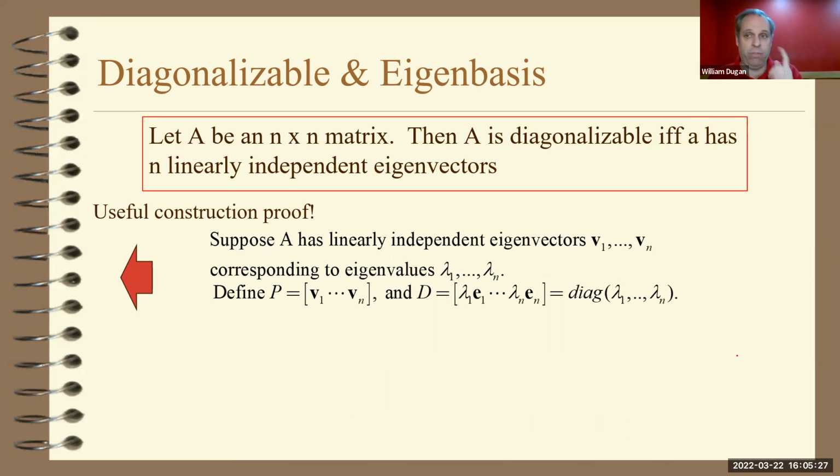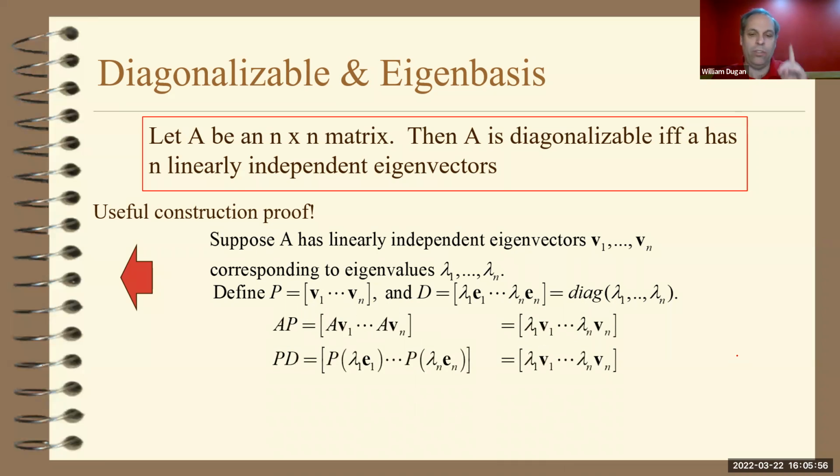We know that P has to be invertible because the vectors V1 through Vn are independent, so by the fundamental theorem of invertible matrices, that matrix P has to be invertible. And then define a diagonal matrix D, which is lambda 1 times E1, lambda 2 times E2. It's just a diagonal matrix whose entries on the main diagonal are lambda 1, lambda 2, lambda 3, up to lambda n.